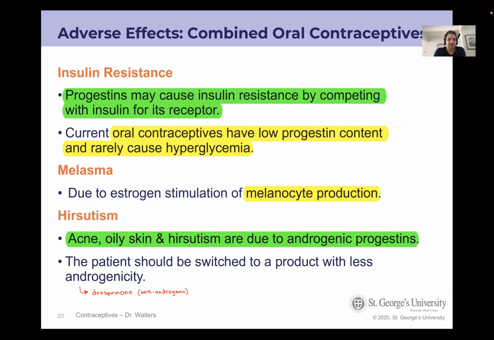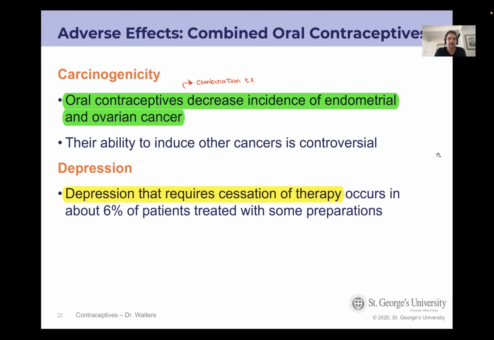Some of the other things: progestins may cause insulin resistance. If you're worried about that, with a type 2 diabetic or whatnot, maybe put them on an estrogen only pill. And we talked about the cardiogenic problems there.